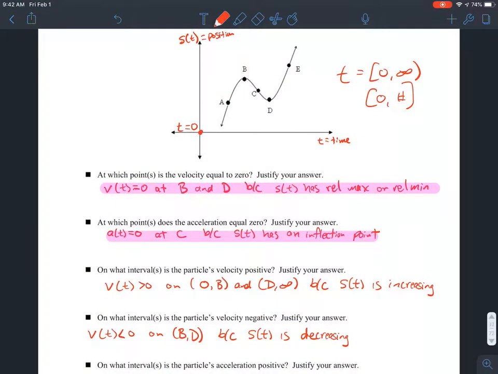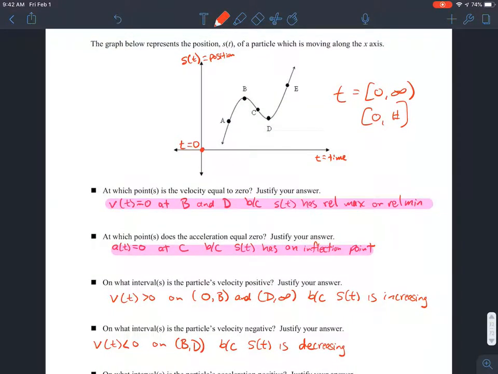Next question. On what interval is the particle's velocity negative? That's when the slope of the tangent line would be negative. That's from b to d. That's because s of t is decreasing.